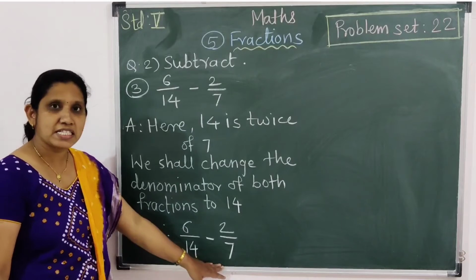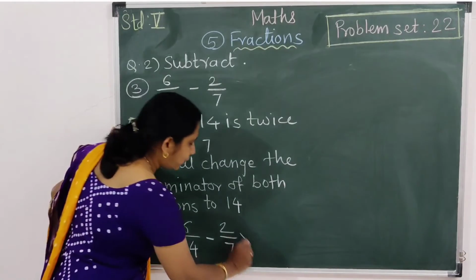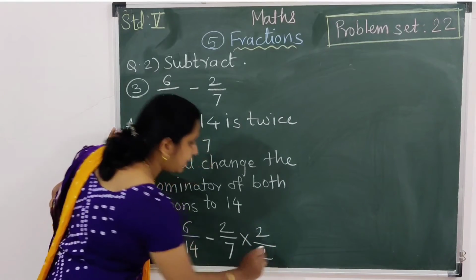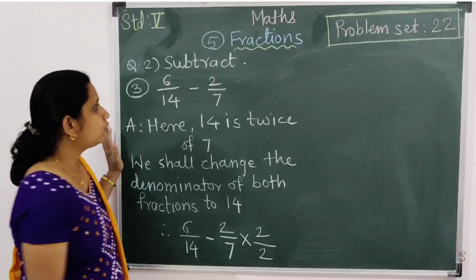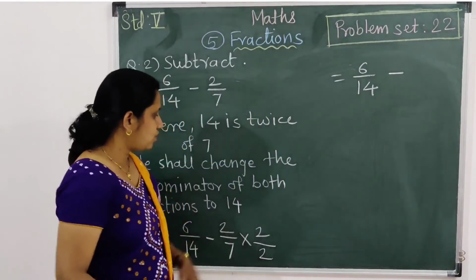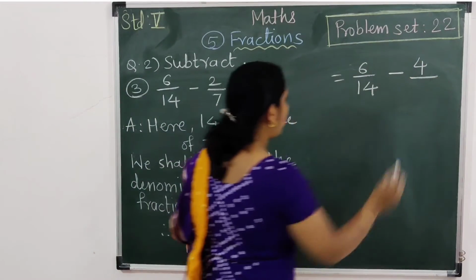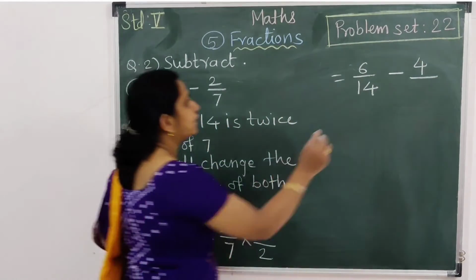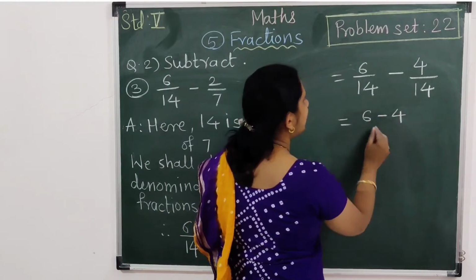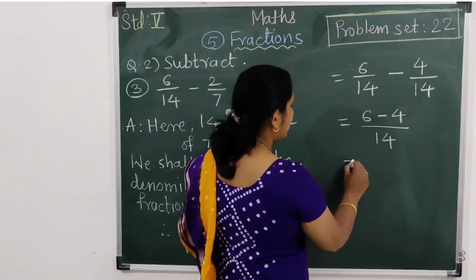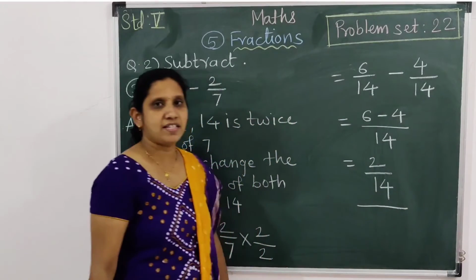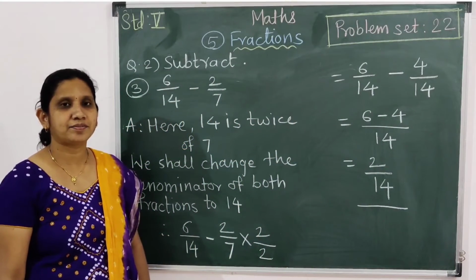Now we have to change this 7 to 14. So we have to multiply in the numerator by 2 as well as in the denominator also by 2. So what will we get? 6 upon 14 minus 2 2s are 4 upon 7 2s are 14. Alright, so this is equal to, write in the numerator 6 minus 4 upon 14. So 6 minus 4, 2 upon 14. This is our answer. Is that clear?